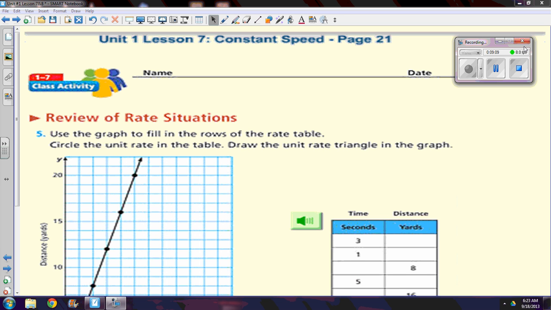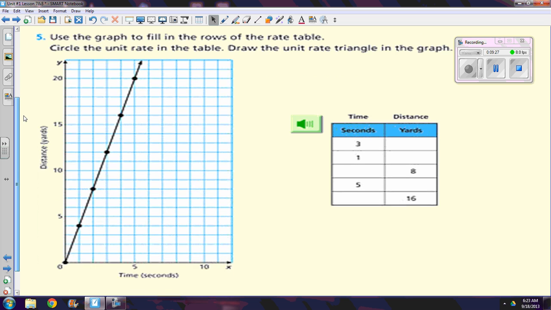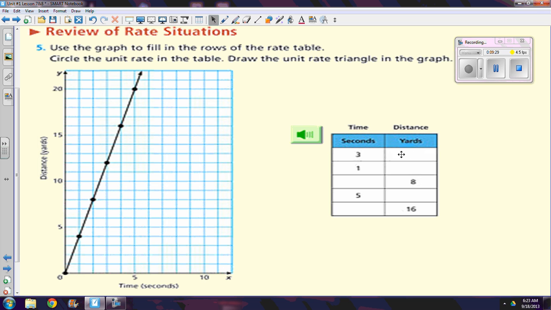On page 21, looking at problem number 5, it says review the rate situations. Use the graph to fill in the rows of the rate table. Circle the unit rate in the table. Draw the unit rate triangle in the graph. So over on the right, we have our table and our graph. It's been started. We just have to finish it. It says that in time in seconds and distance in yards, 3, 1, 5, 16. So if you look over here, in 1 second, 4 yards.